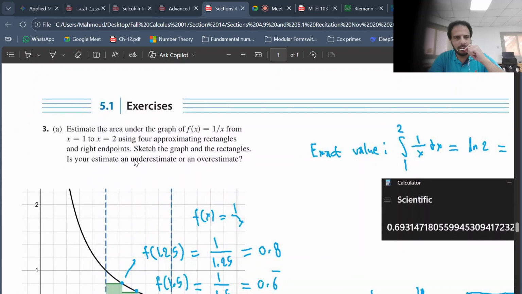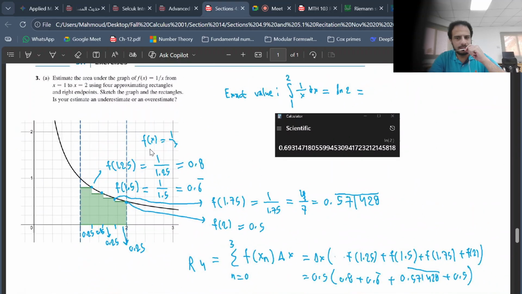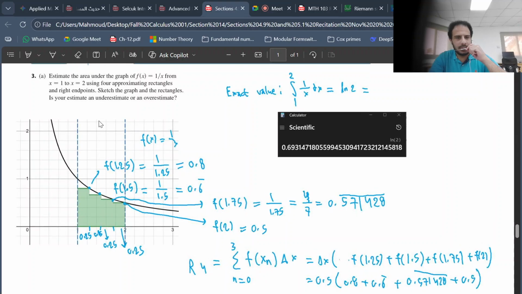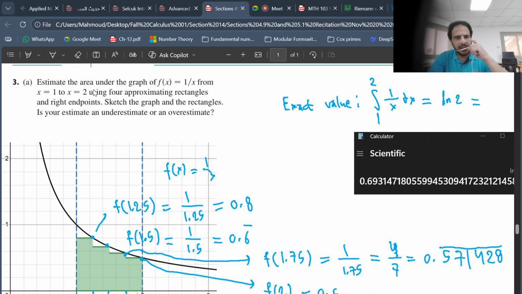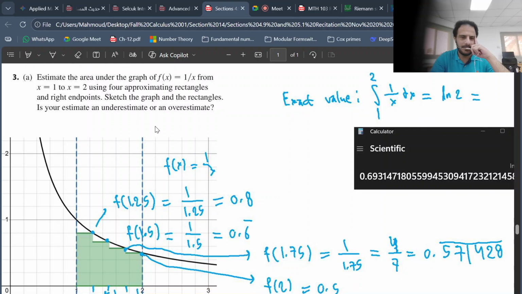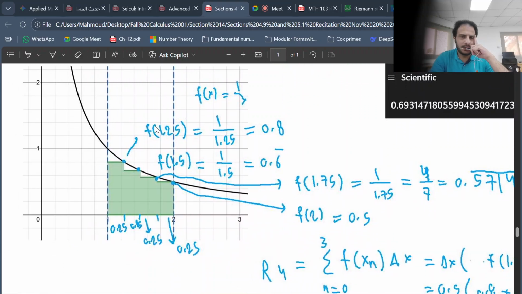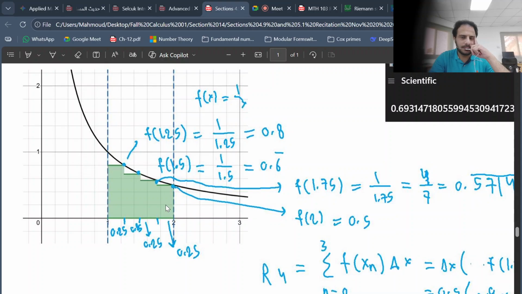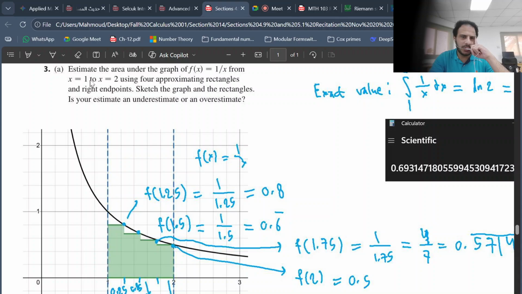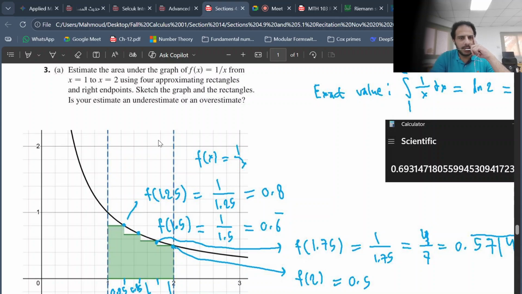See this example here. Estimate the area under the graph of f(x) equals 1 over x from x equals 1 to x equals 2 using 4 approximating rectangles and right endpoints. Sketch the graph and the rectangles. Is your estimate an underestimate or an overestimate? So we want it between x equals 1 and 2, right? We are using right endpoints.